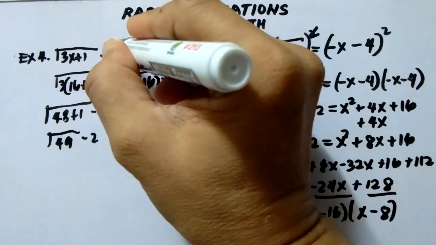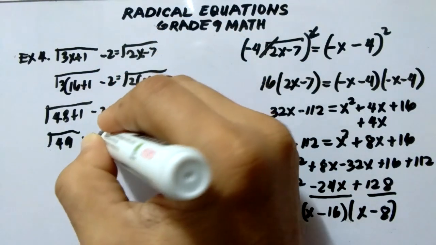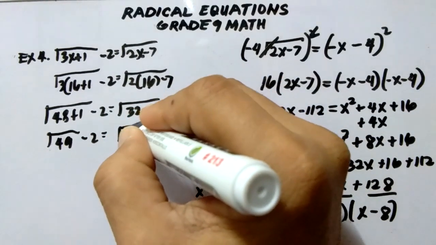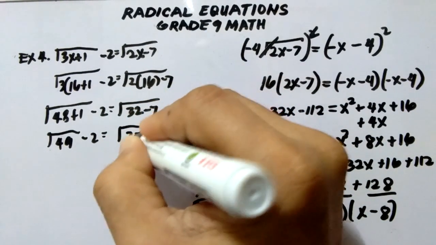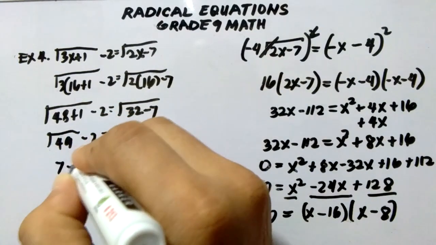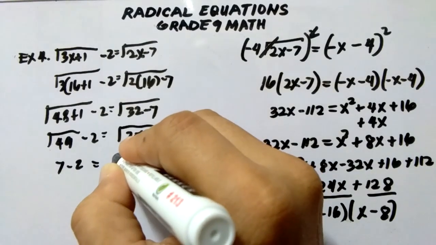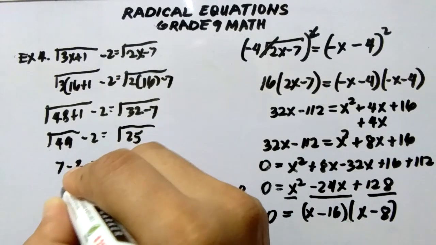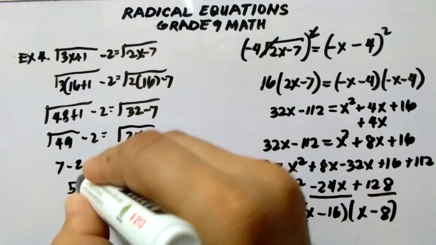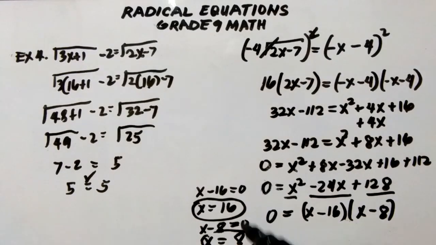May equals po pala yan dito. Okay, nakalimutan na natin lagyan. So, equals to square root of 32 minus 7, that is 25. So, square root of 49, perfect square, that is 7. Minus 2 is equals to square root of 25, that is 5. So, 7 minus 2 is 5, is equals to 5. Okay, correct po ang ating nakuwang unang value ng x is equals to 16.